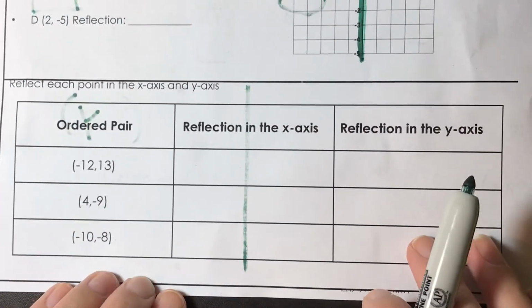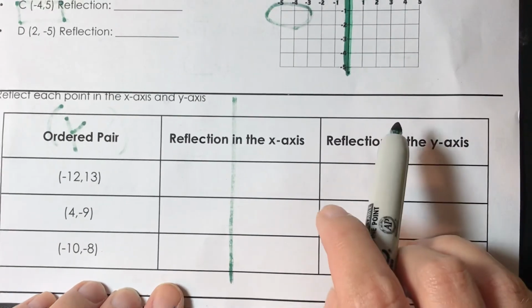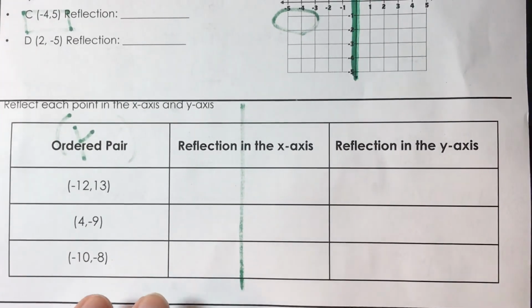And then the very last one, they're going to give you the ordered pair and tell me, what would I write for the reflection on the x-axis? And on this column, what would I write for the reflection of the y-axis? When you're done, get a check from Miss Madera, and you are ready to go.